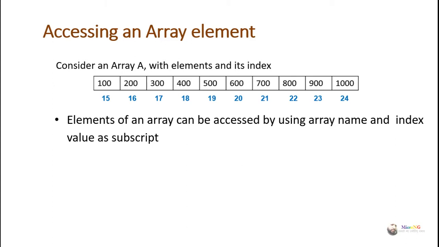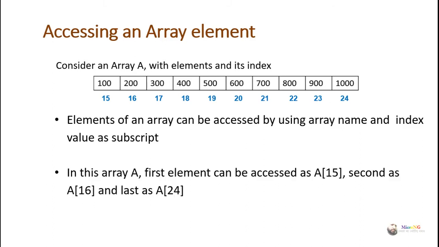Elements of an array can be accessed by using array name and index value as subscript. So each element of the array A can be accessed by using its array name, A, followed by its index value as a subscript. The index value can be 15 to 24. So if you want to access the first element, the index will be 15. In order to access the second, 16, and the last is 24. In this array A, first element can be accessed as A of 15, second as A of 16, and the last as A of 24.